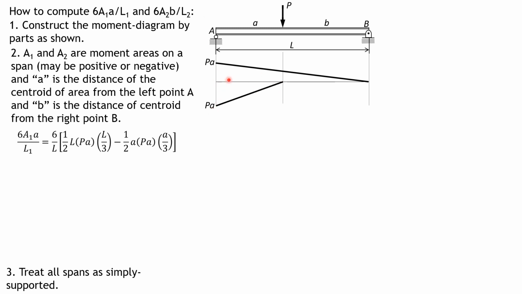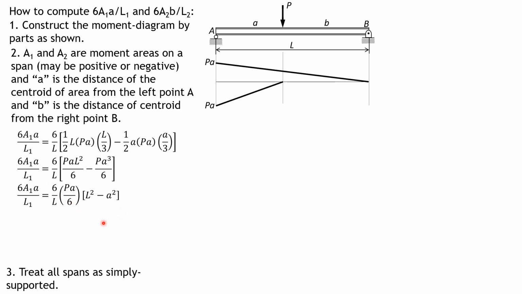Then you subtract the area here, which is 1/2 A times PA, and the moment arm is 1/3 of A, so A over 3. So take note that the other area is negative. Factor out the common factors, which are PA over 6. So 6A1A over L equals 6 over L times PA L squared over 6 minus PA cube over 6. So the common is PA over 6. If we factor that out, then we have L squared minus A squared.